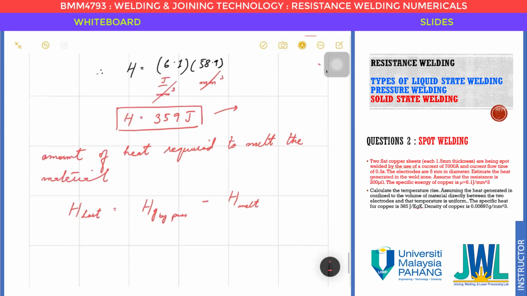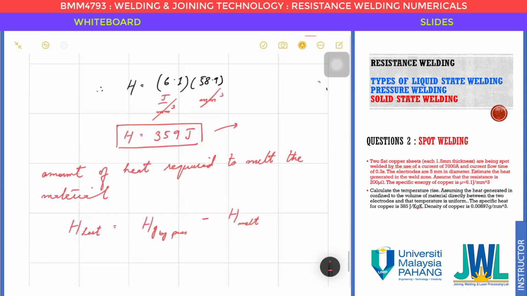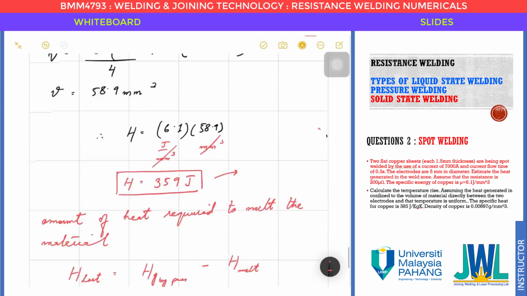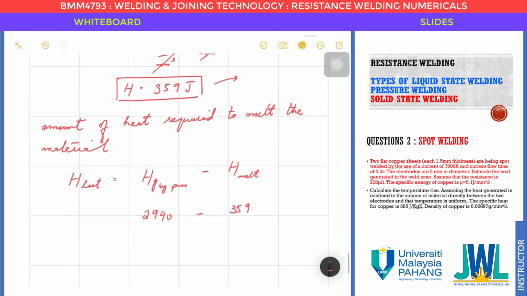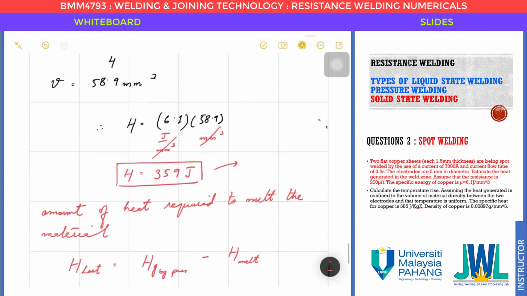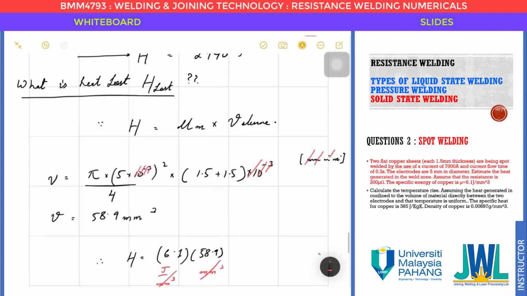However, I have to give how much? 2940. I am applying 2940, but the amount of heat required to melt the material is 359 only. So the total heat lost is 2581 joules. This is the heat lost during the process. So this was a mini part, that if I ask you what is the heat loss, then you can do this work.